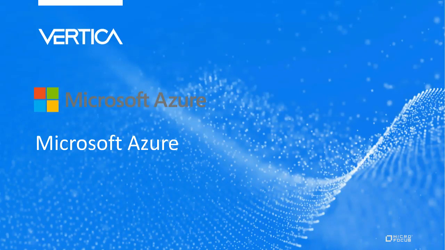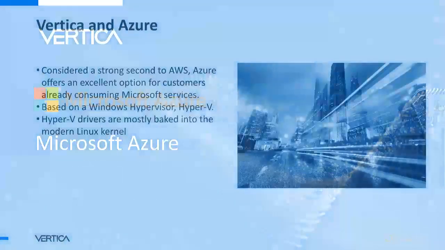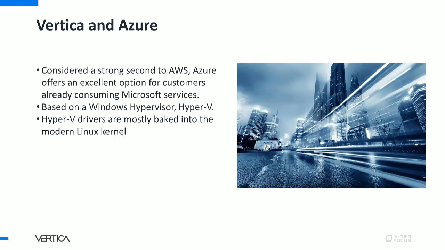So we've talked about AWS, we've talked about GCP. It really only leaves one more cloud. So last, and by far not the least, there's the Microsoft Azure environment. Holding on strong to the number two place in the major cloud providers, Azure offers a very robust cloud offering that's attractive to customers that already consume services from Microsoft.